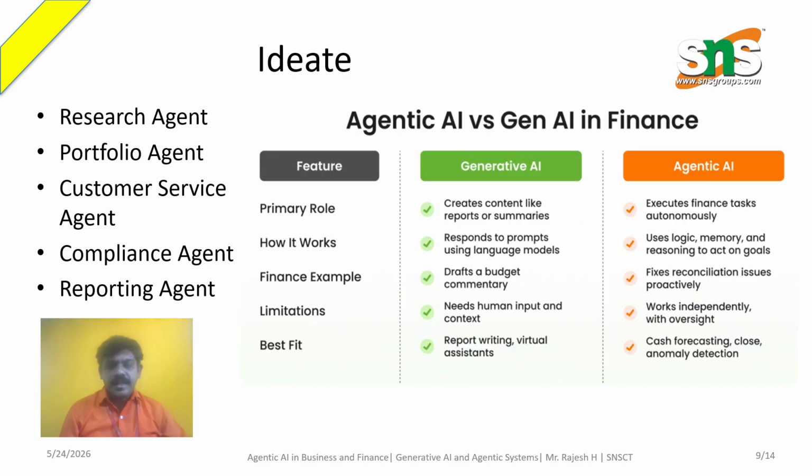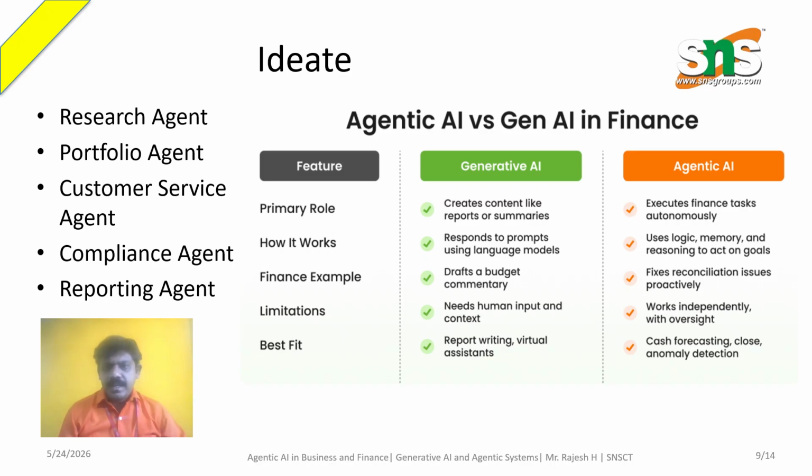So this is what we define, and at the ideation stage, it takes various agent support, like the research agent, portfolio agent, customer service agent, compliance agent, and finally the reporting agent. So the agents are only available in agentic AI, and that makes the difference from generative AI. So here the role, the process, the examples, and limitations are also given.